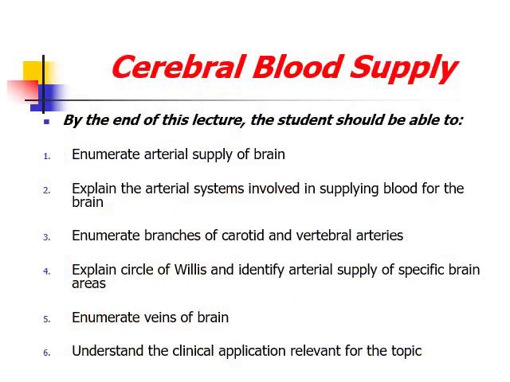By the end of this lecture, the student should be able to enumerate the arterial supply of the brain, explain the arterial systems involved in supplying blood for the brain, enumerate branches of carotid and vertebral arteries, explain circle of Willis and identify arterial supply of specific brain parts, enumerate veins of the brain, and understand the clinical applications relevant to the topic.